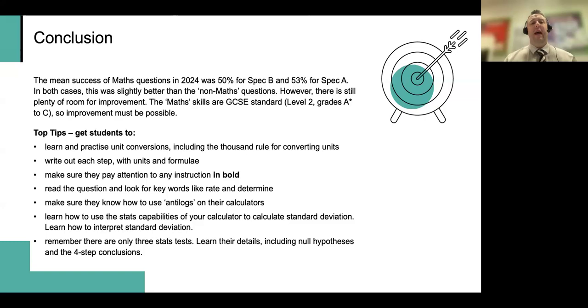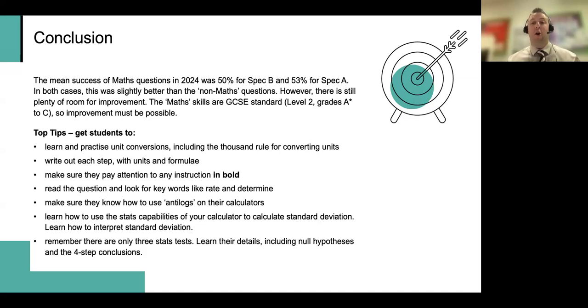In both cases, it was slightly better than the non-maths questions. However, as I'm sure you're aware, and as I'm sure you agree, there is still plenty of room for improvement there. The maths skills are GCSE standard, as we addressed at the start of this presentation, level 2, grade A star to C. So there definitely is some room for improvement.